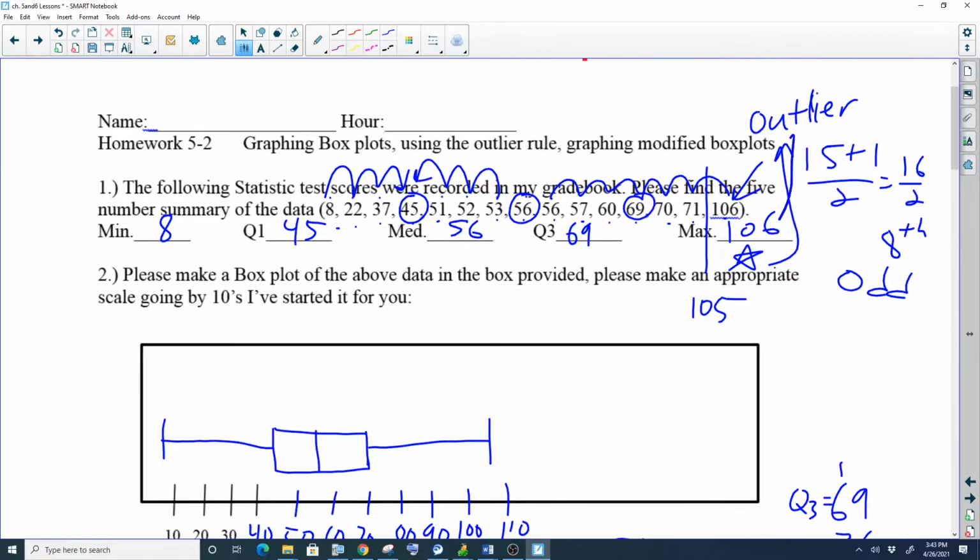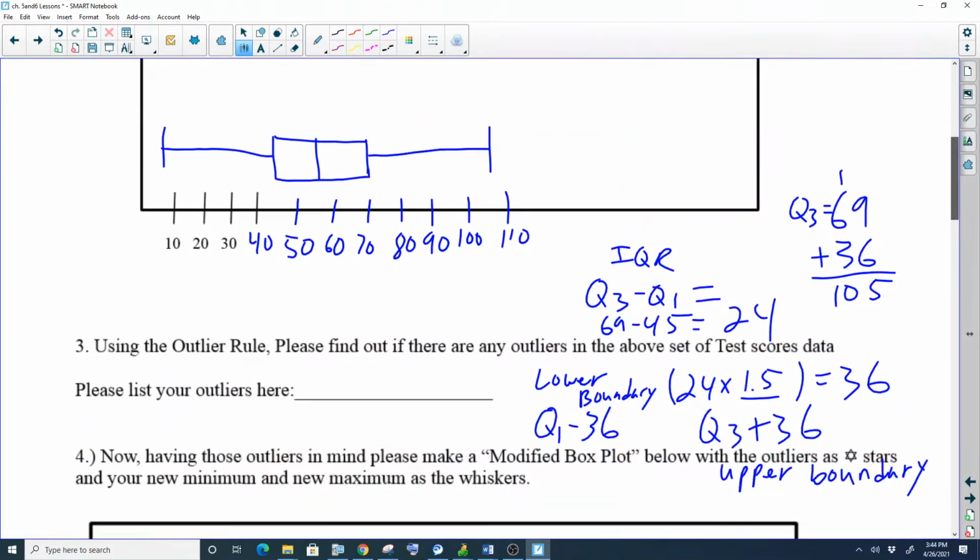106 is an outlier. And so that means the new maximum will actually be 71. So 71 is now going to be our new maximum. And so when we go to do our modified box plots, we're going to make 71 the new maximum, and 106 is going to be a star or an outlier. Interesting.